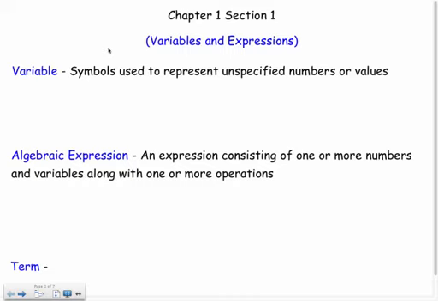Today we're going to be talking about variables and expressions. Okay, this is stuff that you already know. You've already dealt with these things, so it's going to be kind of a review for you, but it's a good start to getting into algebra.